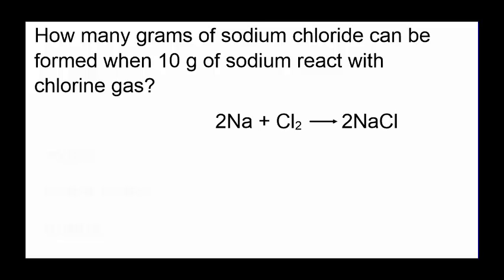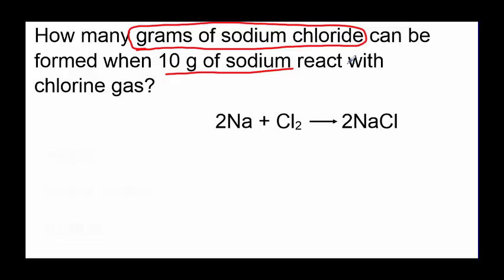In this video, I'm going to show you how to solve a stoichiometry problem using the magic number method. Okay, so the first thing, of course, that we want to do is read our problem and underline and circle anything that we're trying to find and anything that we're given. So how many grams of sodium chloride, now we need the whole thing because it's important to know grams of sodium chloride, can be formed when 10 grams of sodium react with chlorine gas.